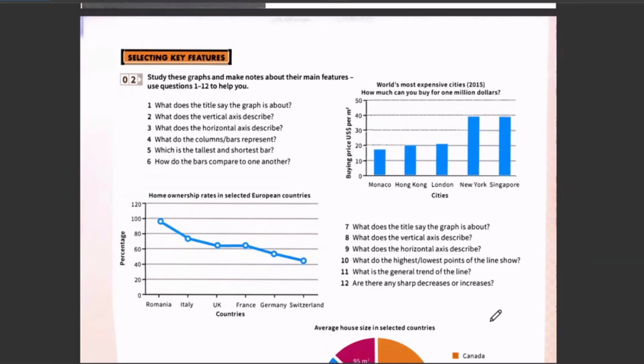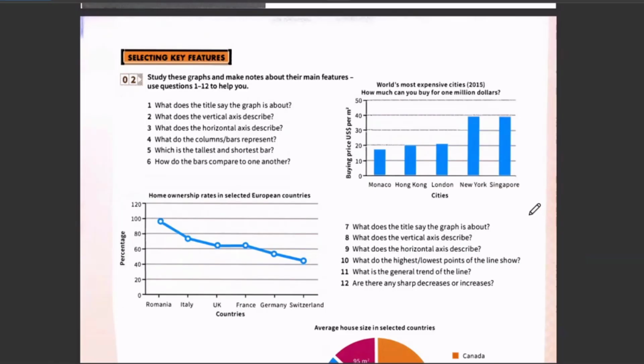So that is why you try to avoid that, because if you have some wrong information, you might get some negative marks. But if you don't mention those, then you don't have to get those negative marks. You can just go with the flow. So it's better to be safe and to write that Monaco, London, and Hong Kong are quite similar, and New York and Singapore are significantly more expensive, or they are on the expensive side. So that is how you can compare these bars, okay?